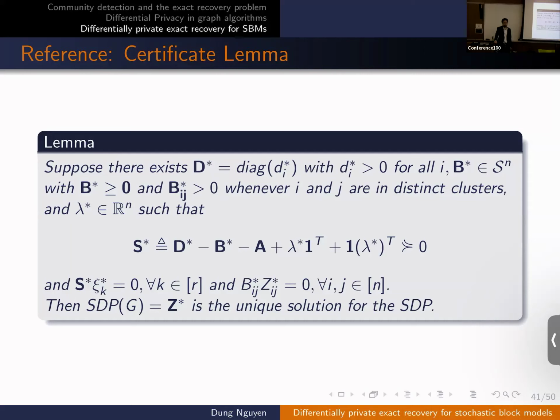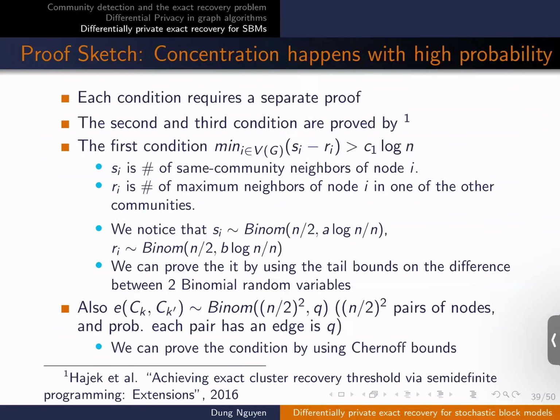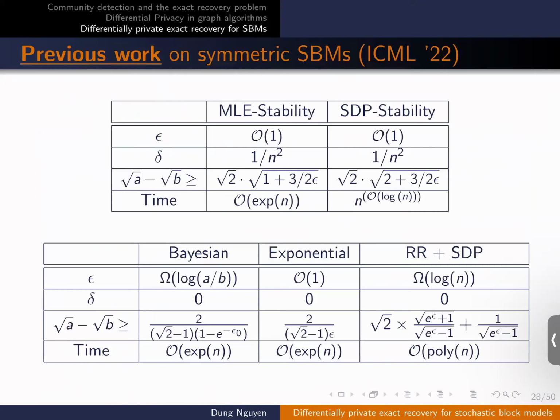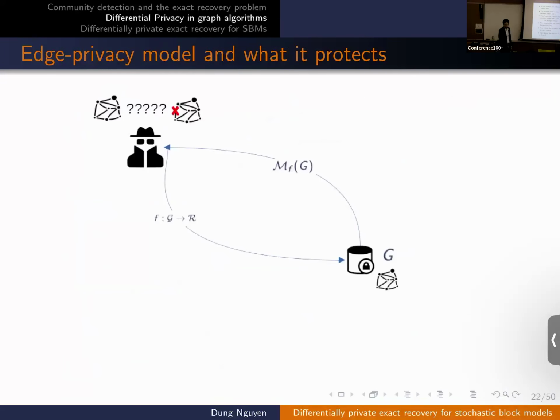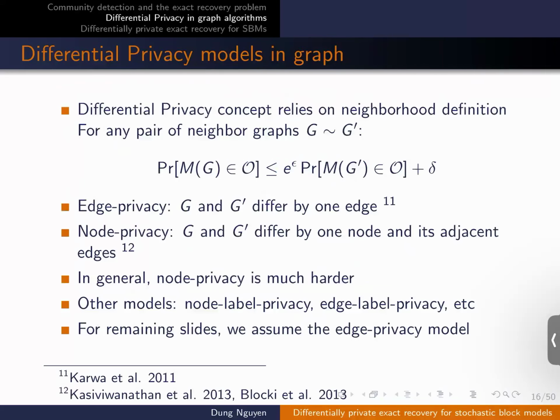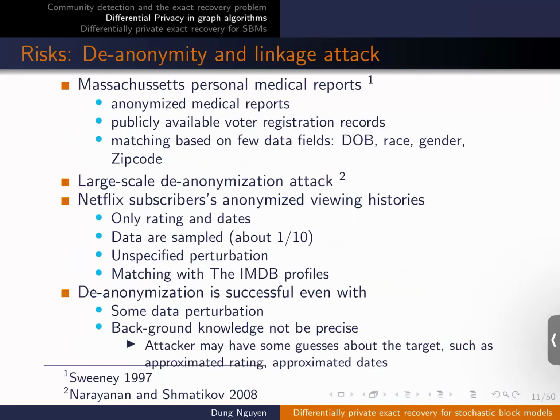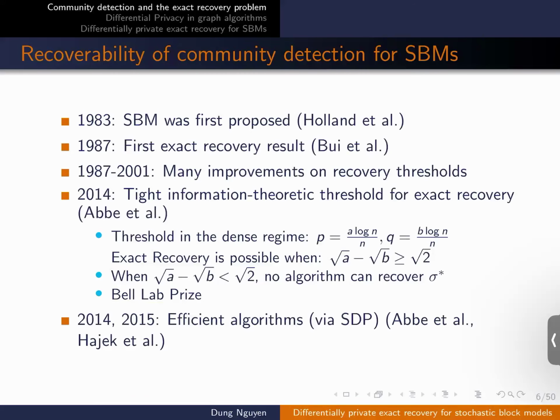When you showed the original results on non-private recovery by Abbé, that's Emmanuel Abbé at Princeton, right? Yes, and Hayek. So the algorithms due to Hayek et al. are SDP-based algorithms, and the information theoretic results are by Abbé et al. Can you give some high level idea of what the upper bound and lower bound ideas are?